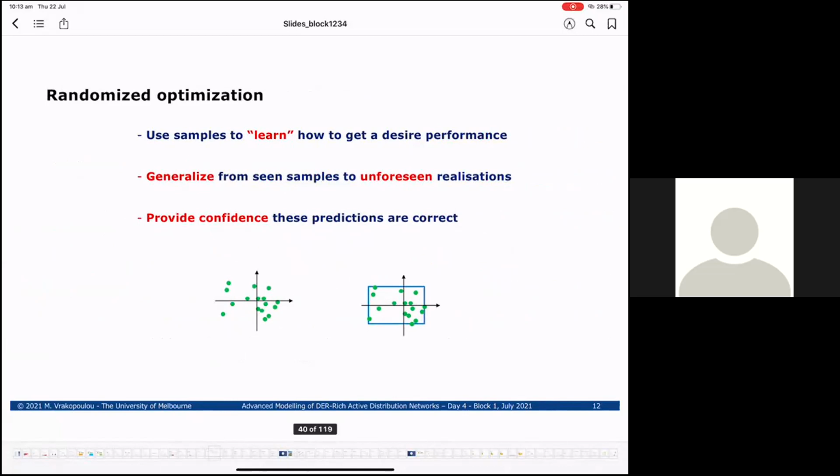All right. Solving chance constraints can be very difficult in general, and that's why one easier way to go through them, I would say, is randomized optimization, because it's a data-based technique. It uses samples to learn how to get the desired performance that you need. The other good thing is that you can generalize the results you have from seen samples to unseen realizations, and you can provide confidence that your predictions are correct. There are certain methods I have been working on in randomized optimization that have their pros and cons. I'll go through a couple of them and show you how you can use them in the OPF setup.